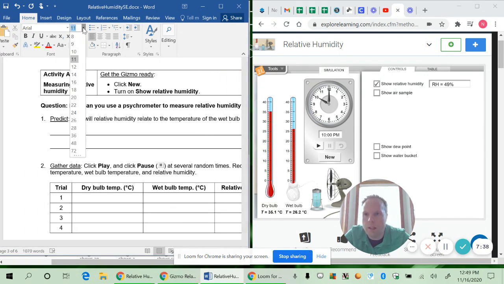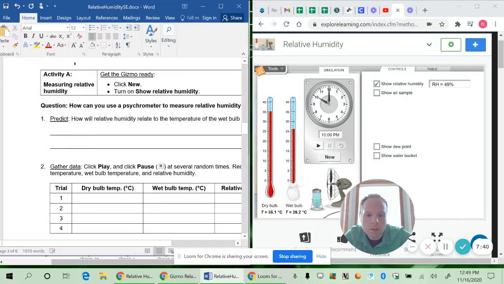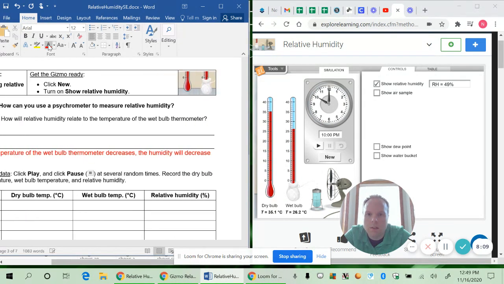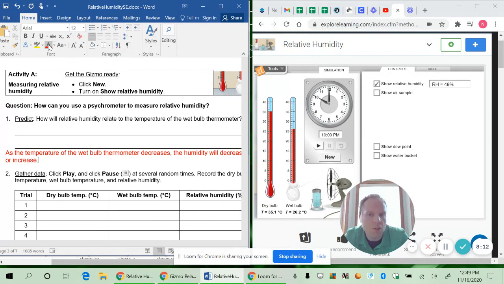So we can say something like, as the temperature of the wet bulb thermometer decreases, the humidity will, and you have to pick. Do you think it's going to decrease or increase? I want you to pick one.